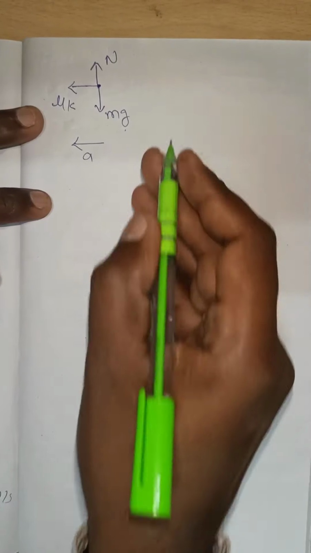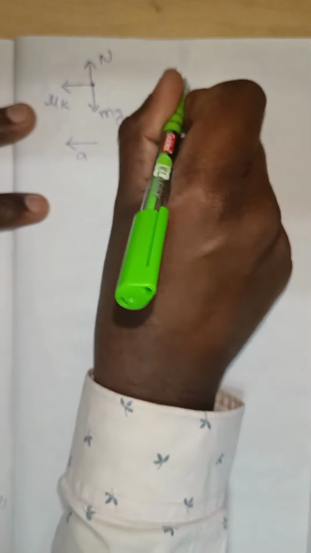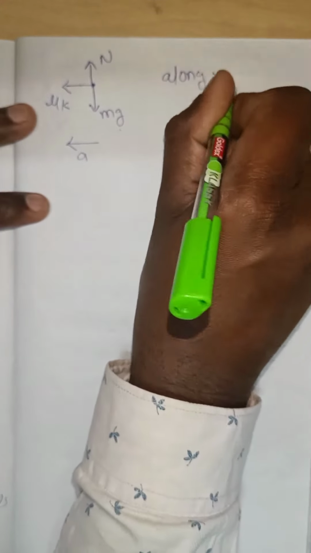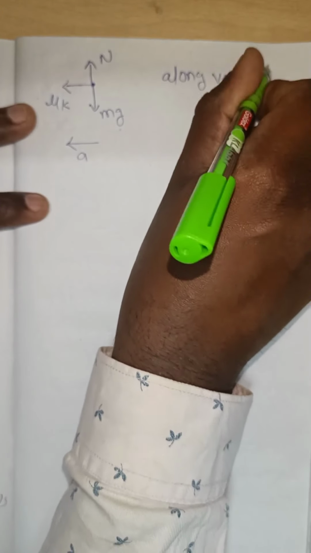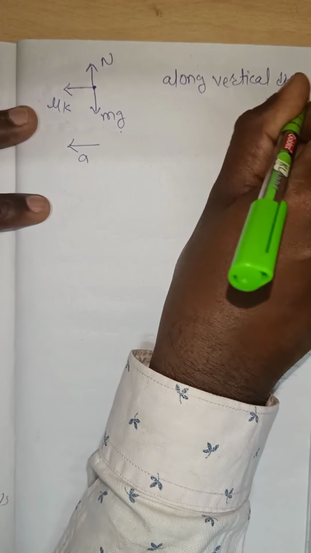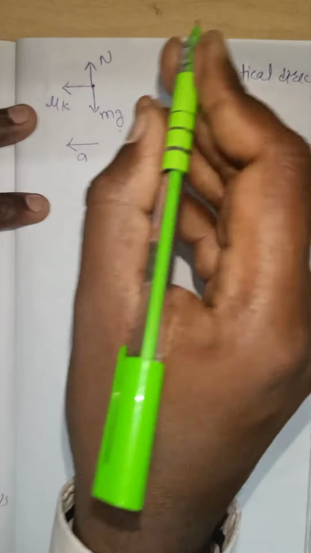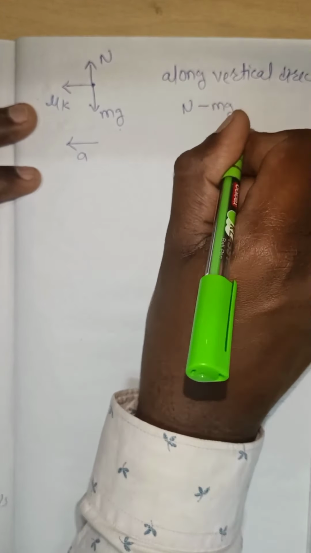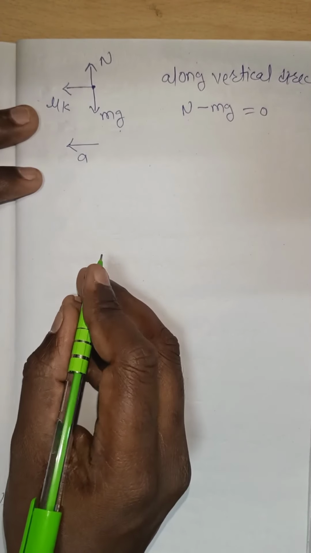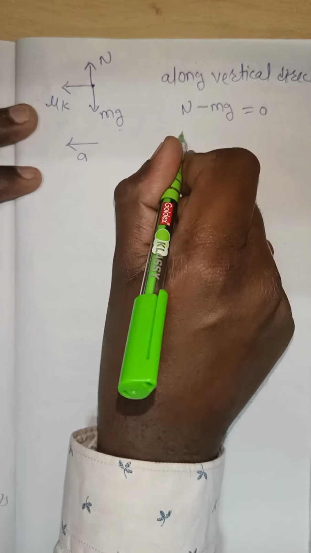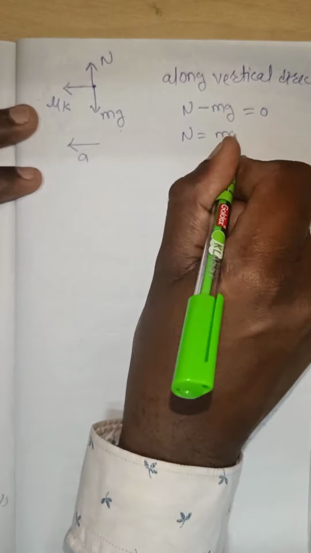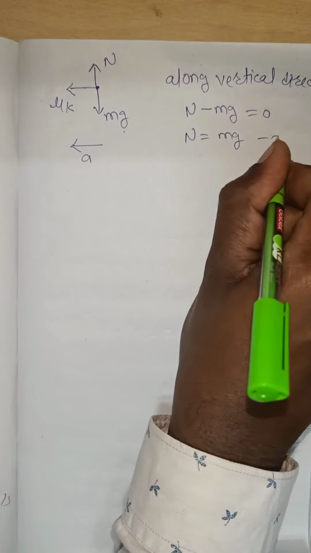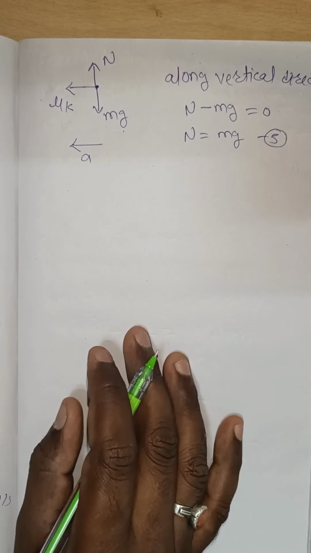Along the vertical direction there will be no acceleration. Therefore, N minus mg equals 0, so N equals mg. We treat this as equation number 5.